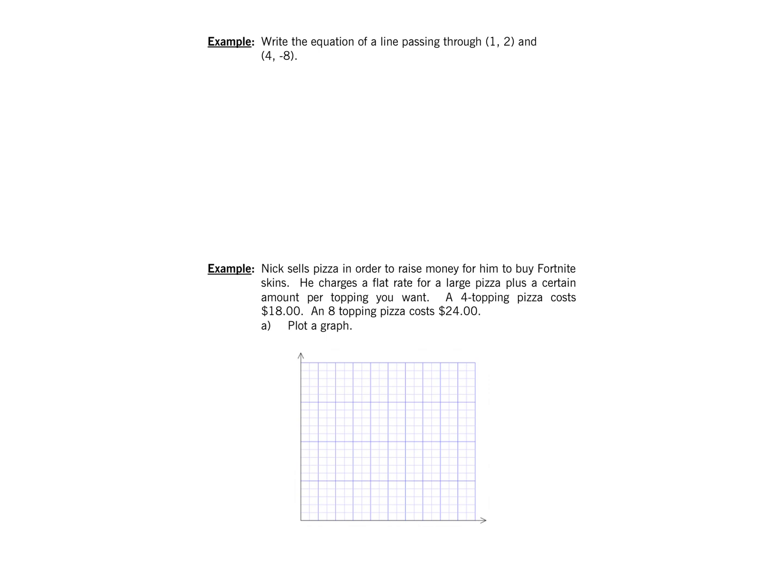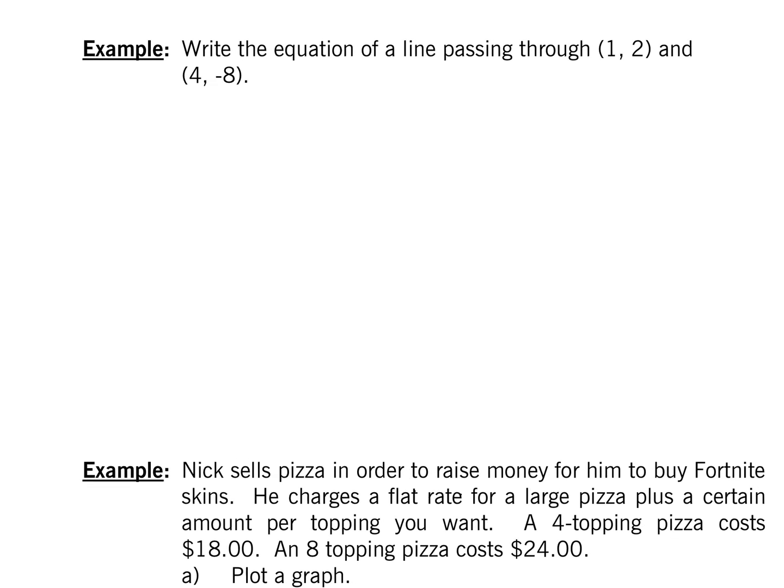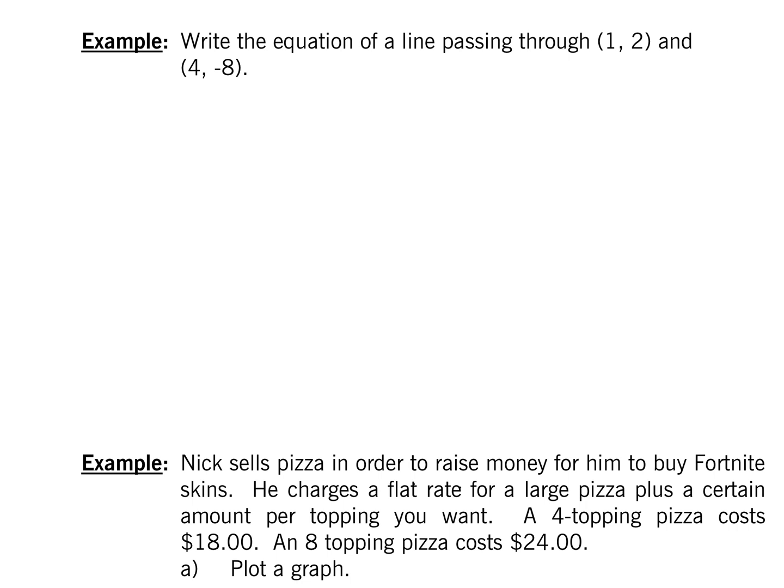Let's do a couple more examples. So we'll start off with this one. Write the equation of a line passing through 1, 2, and 4, -8. So this question is different because it gives us 2 points. Well, we know that if we have 2 points, we can find the slope. So we're going to find the slope first.